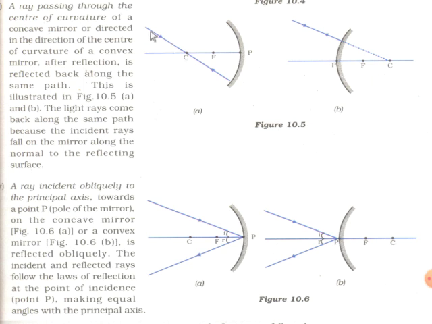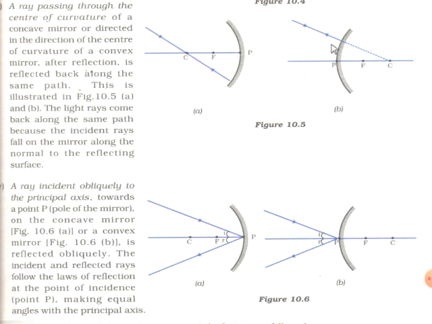Now a ray which passed through the center of curvature, the incident ray which passed through the center of curvature after incident onto the concave mirror, there will not be any reflection at some angle. Rather, that path will also be the path for the reflected ray, but in the opposite direction. That means there will not be any bending in this case. A light ray which passes through the center of curvature after incident onto the mirror, the reflected ray will pass through that path in the opposite direction.